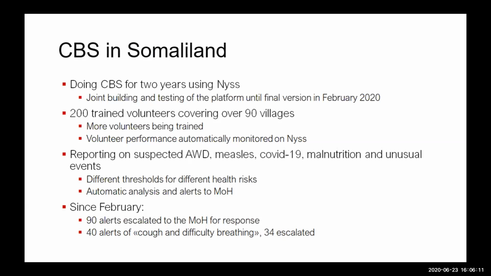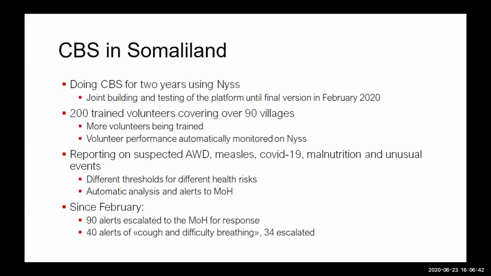As mentioned, they report on suspected diarrhea, measles, COVID-19, malnutrition, and unusual events. The different health risks have different thresholds. If there's one report from a volunteer on fever and rash, which could indicate suspected measles, an automatic alert is sent to the Ministry of Health, whereas for diarrhea the threshold is higher, as a certain amount of diarrhea is normal in the population.